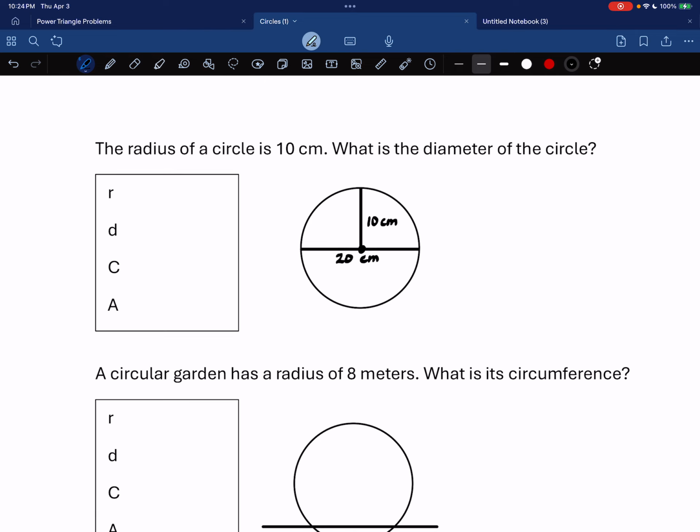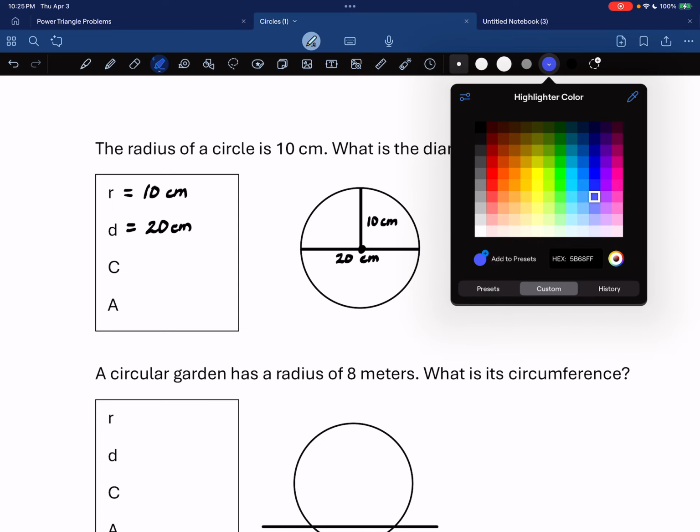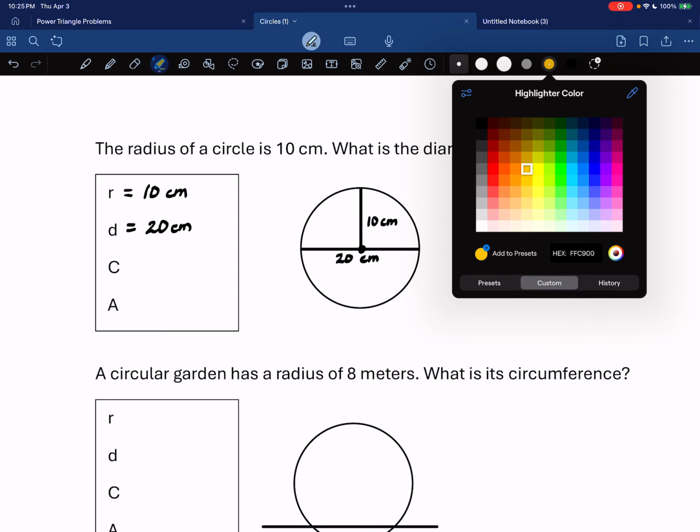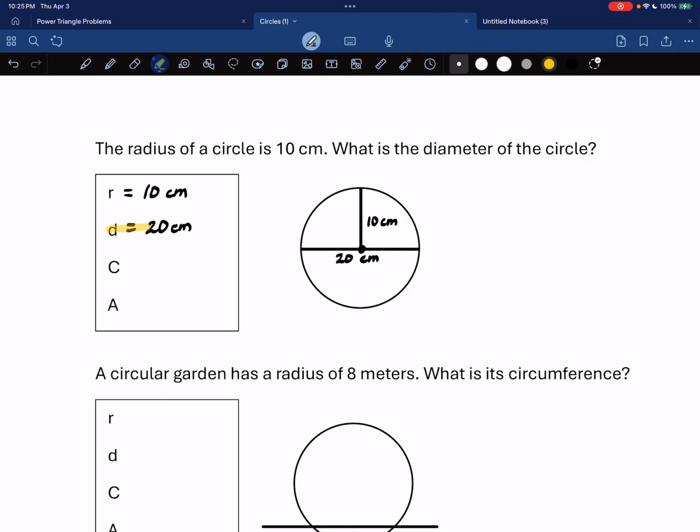So we know 2 pieces of this box, 10 centimeters and 20 centimeters. And we've answered the question. The answer is right here. But just for practice, I'm going to go ahead and do these for you. There's the answer that we're looking for. But let's calculate circumference and area.